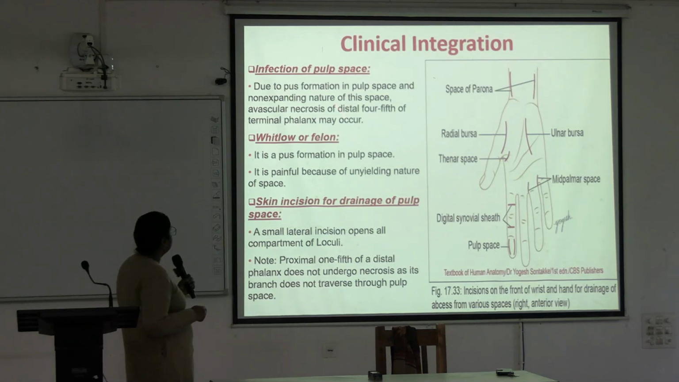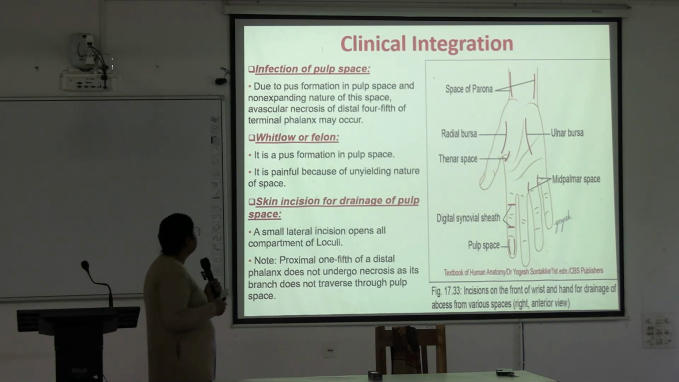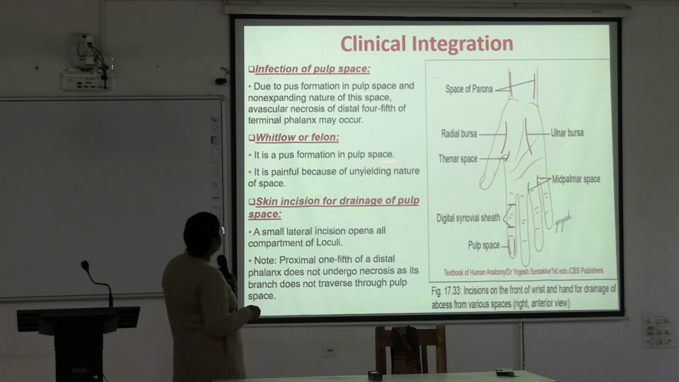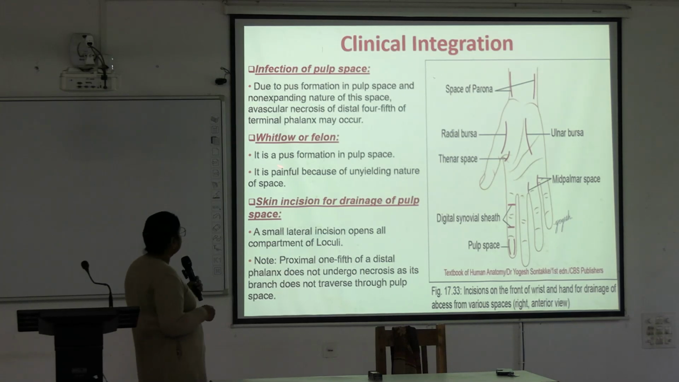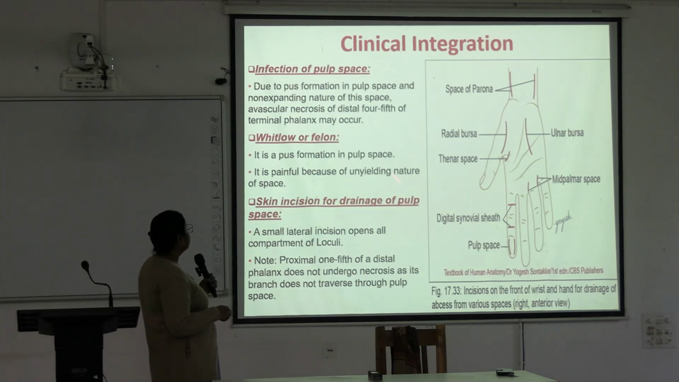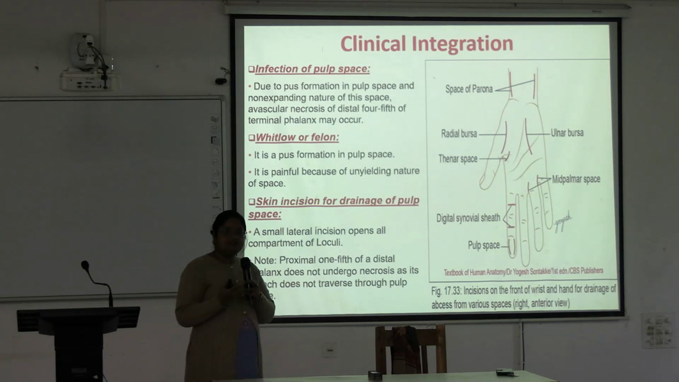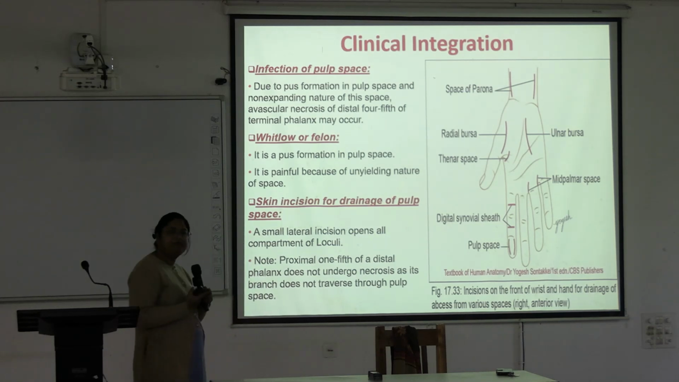Now, what is Whitlow? Whitlow or Felon? This comes in your Viva and MCQ. It is pus formation in the pulp space. Whitlow or Felon. It is painful because of the unyielding nature of the space. There is no space for expanding. If pus collection occurs, it will compromise the other structures. Okay, so that's why there is severe pain in pulp space infection.